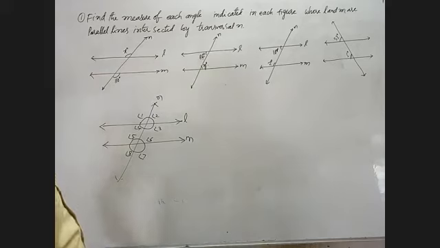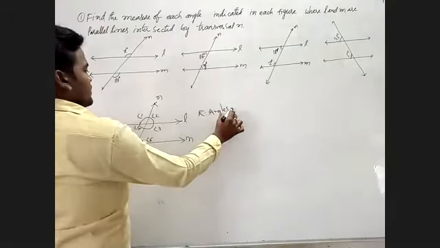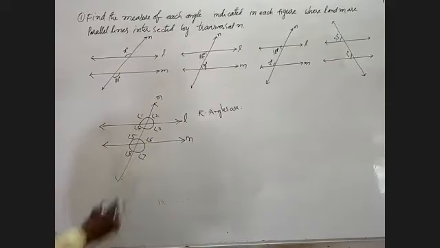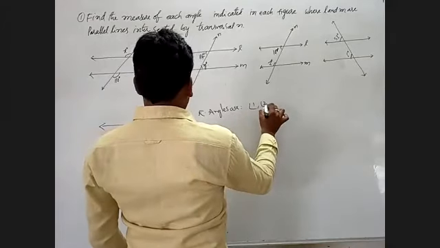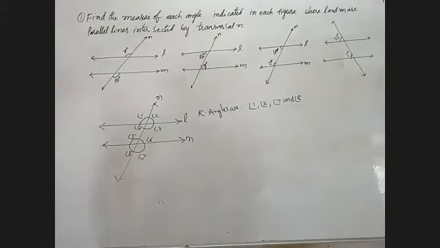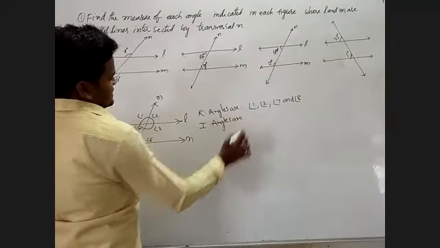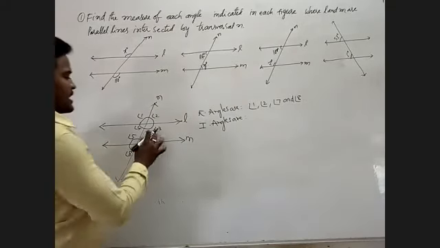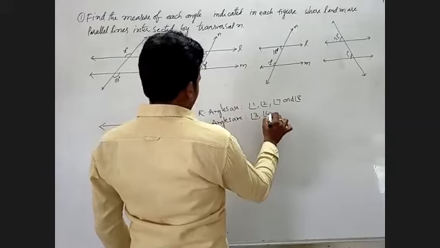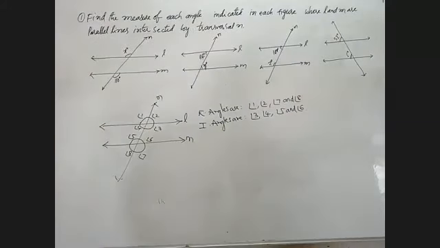We'll observe here. I will write the exterior angles. The exterior angles are angle 1, angle 2, angle 7 and angle 8. After that, we write their interior angles. The interior angles are angle 3, angle 4, angle 5 and angle 6. These are interior angles.